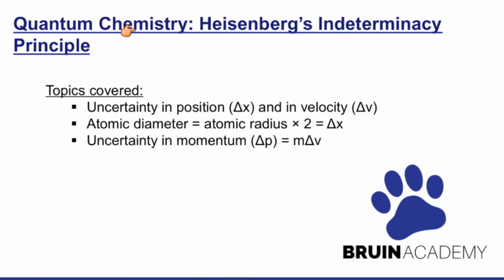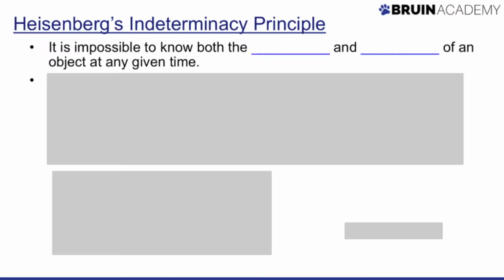So the Heisenberg's indeterminacy principle is also known as Heisenberg's uncertainty principle. And as with most things in chemistry, you have to understand the conceptual basis of Heisenberg's principle as well as how to apply it to problems. So that's exactly what we're going to do in this video.